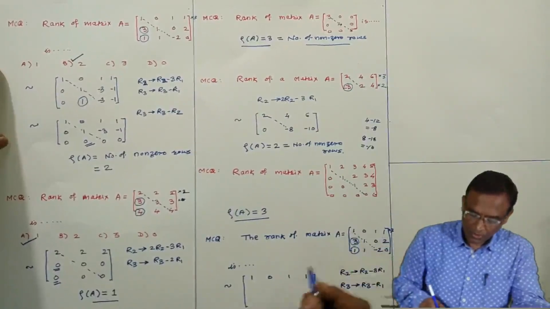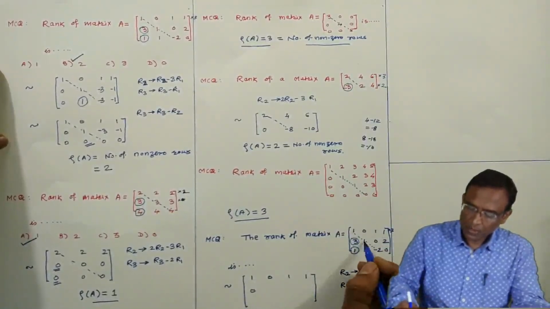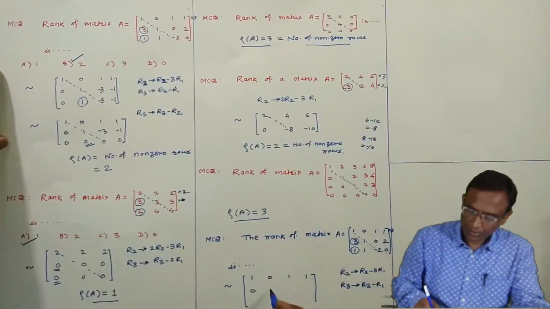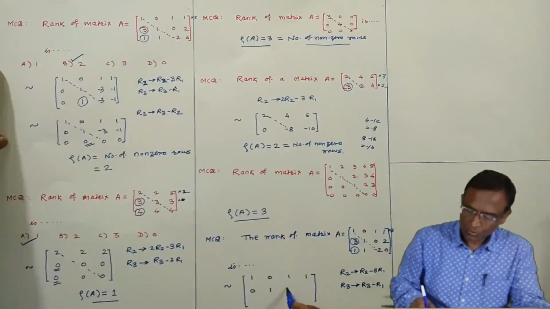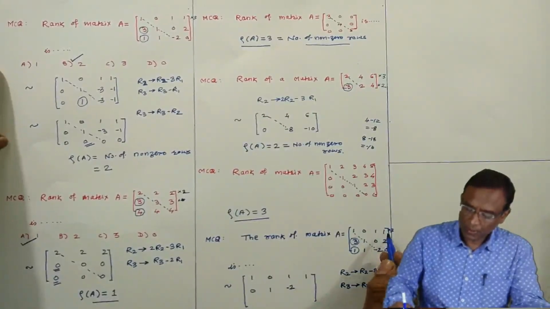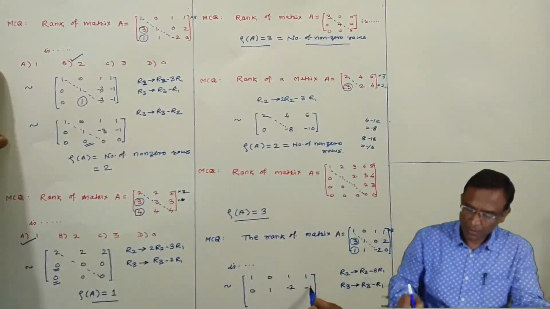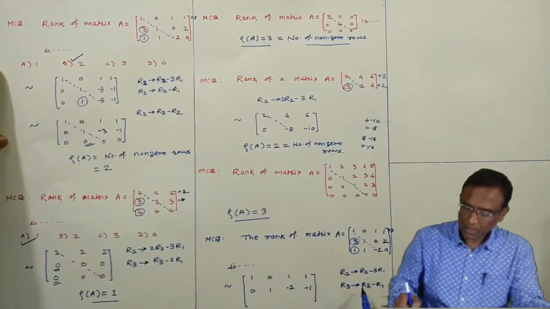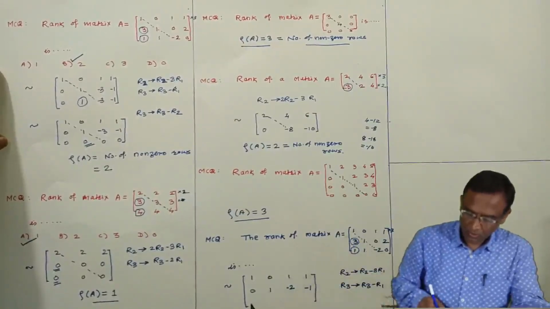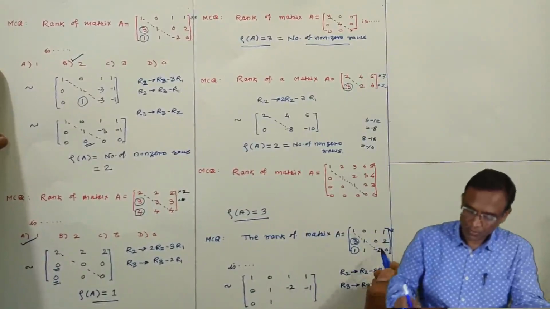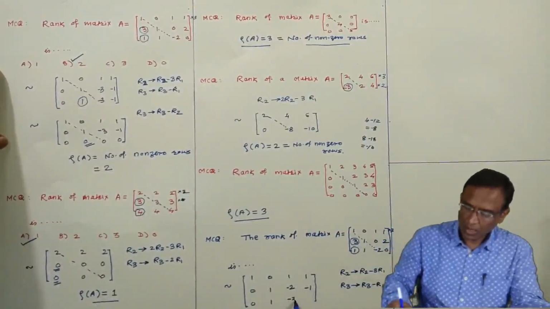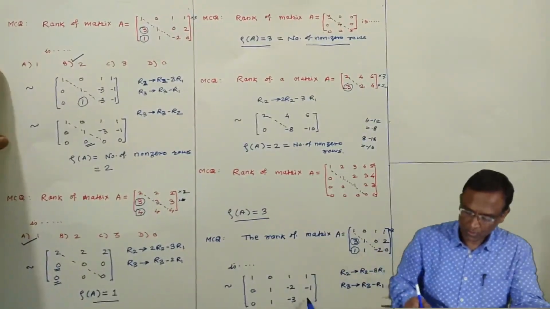3 minus 3 is 0. This minus this will be 1. 0 minus 3 will be minus 3. And 2 minus 3 is minus 1. Now here R3 minus R1. 1 minus 1 is 0. 1 minus 0 is 1. Minus 2 minus 1 is minus 3, and 0 minus 1 is minus 1.